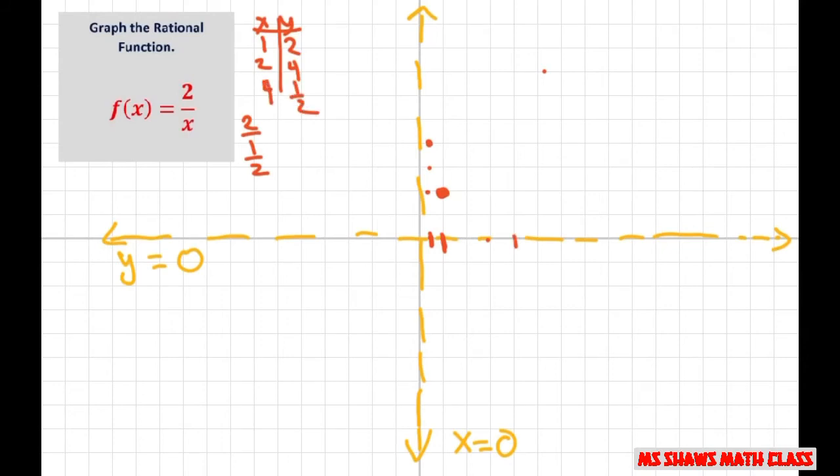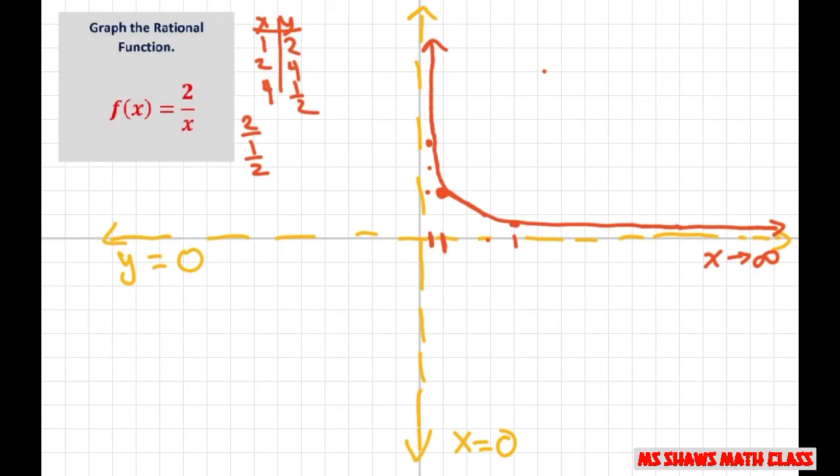You really just need to graph a few points. So let's graph this. And this is one of the branches, like this. It's going to get closer and closer. As x gets bigger and bigger, it gets closer and closer to 0.